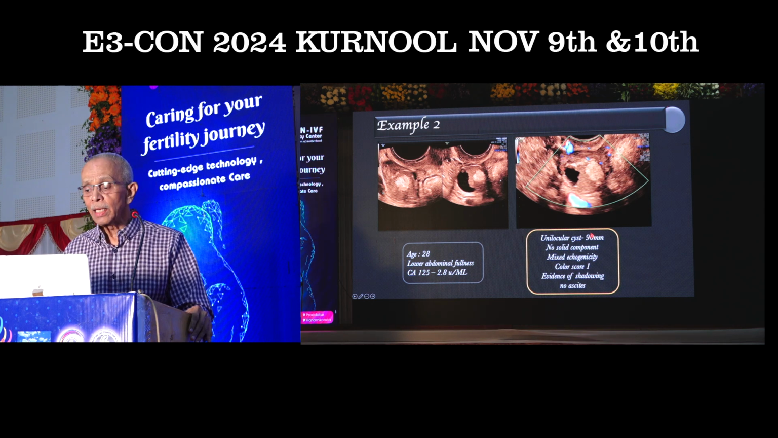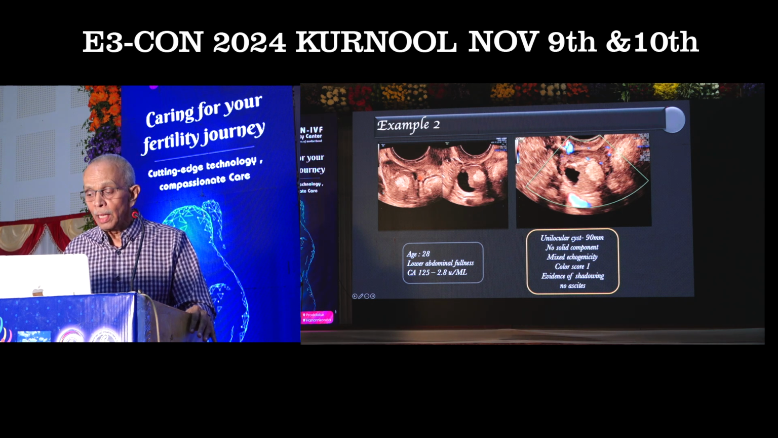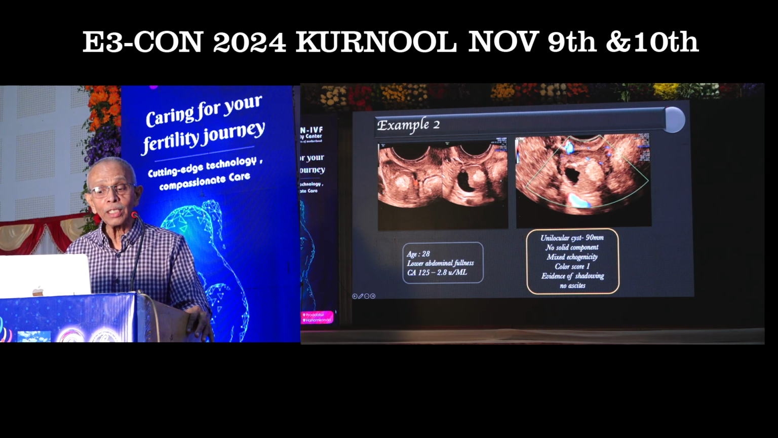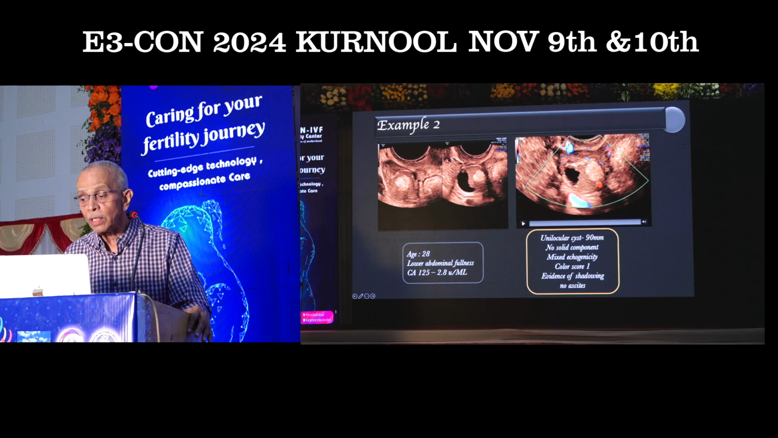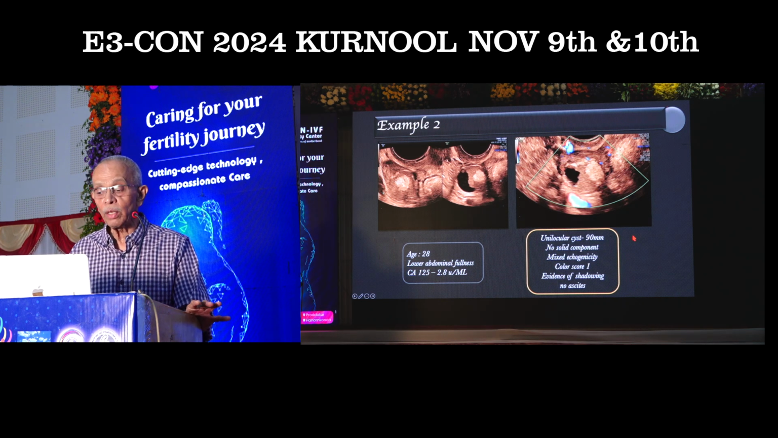Now we have a unilocular solid lesion, and it is 90 millimeters. Unilocular means there is no solid component, because I told you this is a white ball, which is not a solid component. And then there is a mixed echogenicity. There are cystic areas, mid-level echoes, as well as hyperechoic areas. Definitely there is a subtle shadowing, which is very, very typical.